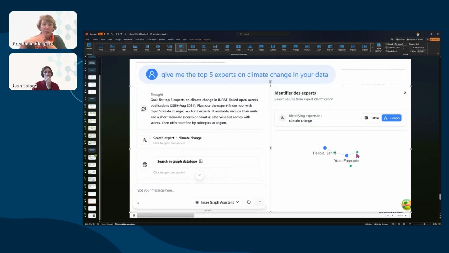So here we're asking for the top 5 experts on climate change, and you can see on the left that it's thinking about it first of all, then it's doing a search for experts using the expert tool that the system has access to. And I can't see your screen anymore, Jean.